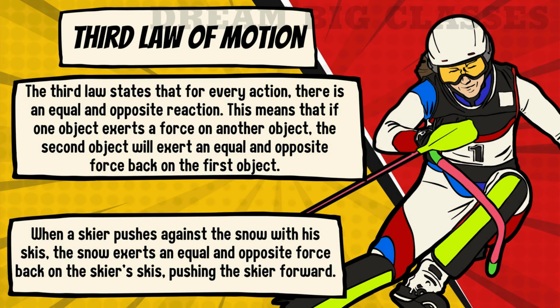Let's move forward to know what is Newton's third law of motion. The third law states that for every action, there is an equal and opposite reaction. This means that if one object exerts a force on another object, the second object will exert an equal and opposite force back on the first object. Another example is, when a skier pushes against the snow with his skis, the snow exerts an equal and opposite force back on the skier's skis, pushing the skier forward.